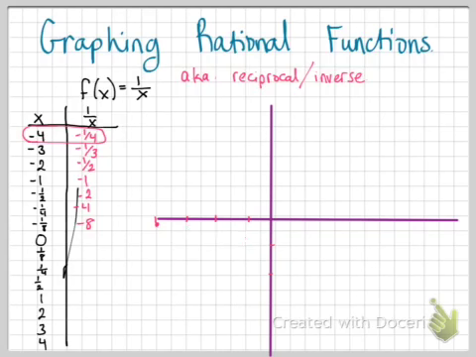So when x is -4, y is -1/4. When x is -3, y is -1/3. And so on. Now, when x is -1, y is -1. And this point is going to be about the most useful point on this graph as far as graphing is concerned. Now, when x is -1/2, y is -2, and when x is -1/4, y is -4, and so on. So you see that the points are making this nice little curve.